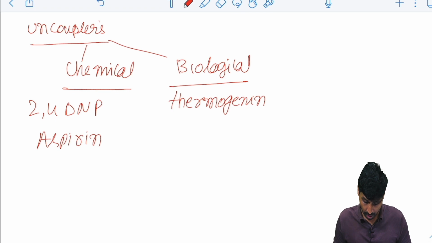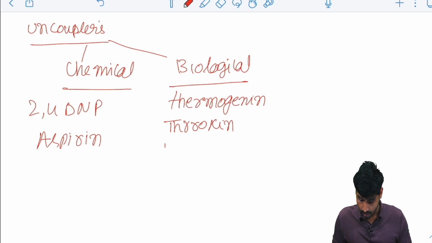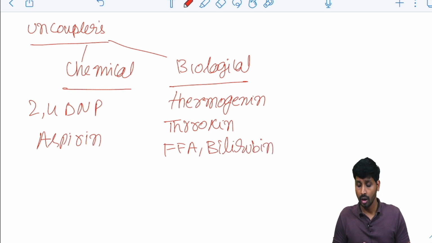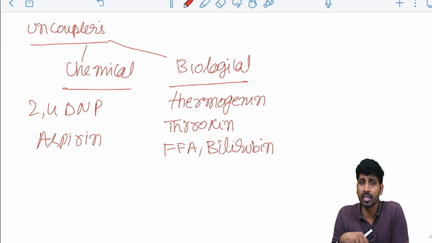And the next are thyroxine, free fatty acids and bilirubin. They all act as natural or biological uncouplers. They allow the oxidation part, the transfer of reducing equivalents from one complex to another and finally the oxidation of oxygen and reducing equivalents to water, but not ATP generation. That is a significant point. So that's all about the complexes of the electron transport chain and its inhibitors. From a competitive exam point of view, this review may help. Thank you.